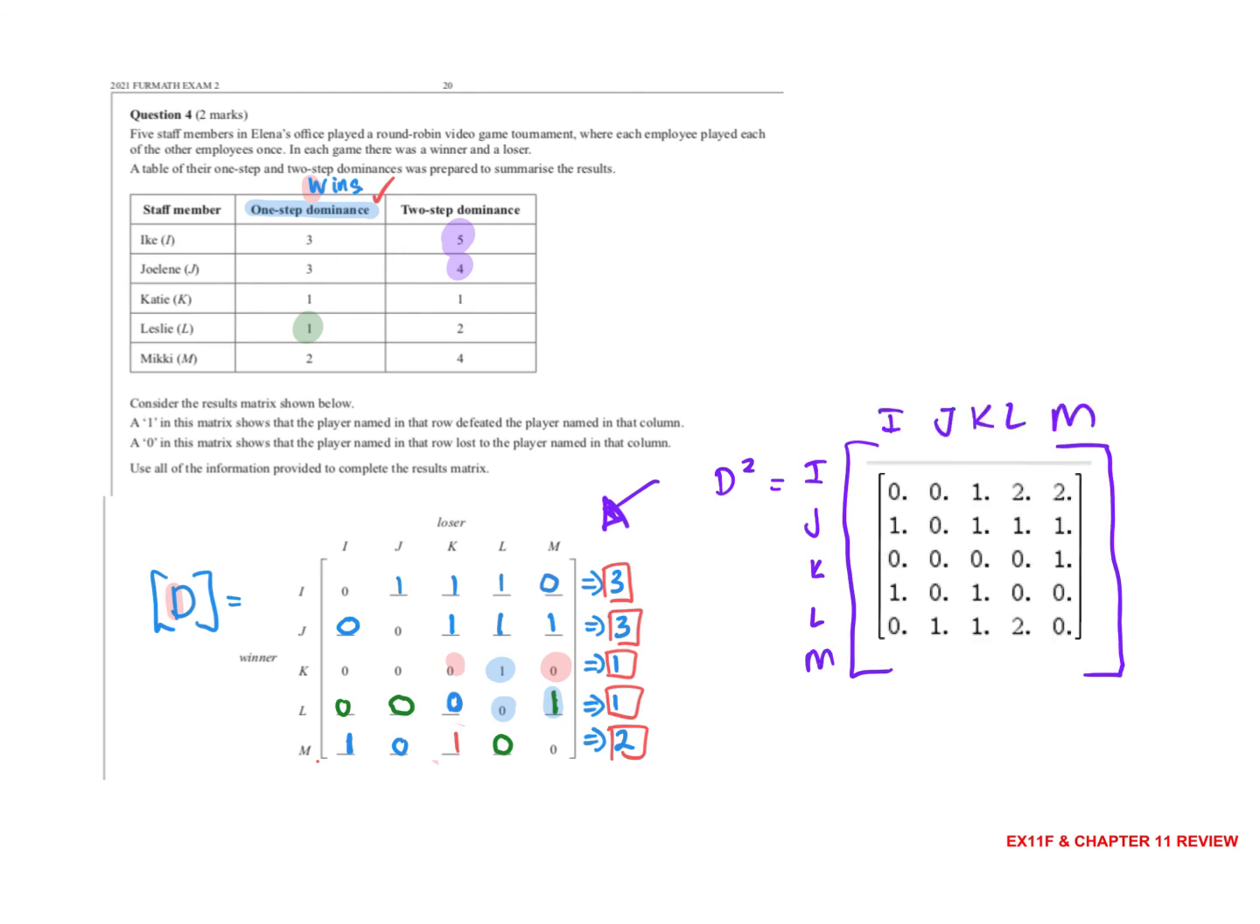Okay, so when we do this and we add up these rows, we get 5, 4, 1, 2, and 4, which matches the two-step dominance up here. So we've ended up with the right one.